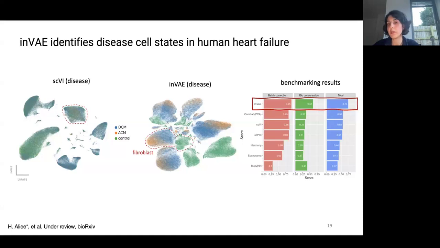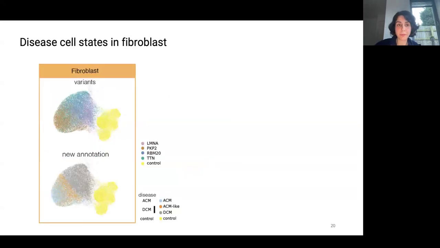This is because most of these methods that I'm showing you here have been proposed for homogeneous data sets. But this is just a two-dimensional representation of the data, and we want to know if it biologically makes any sense. For this, I dissected each of these cell types and zoomed into them. Here I'm showing you the disease cell states, only looking into fibroblasts. The first UMAP is colored by the variants, and the second one is colored by the disease and also my new annotations of the data.